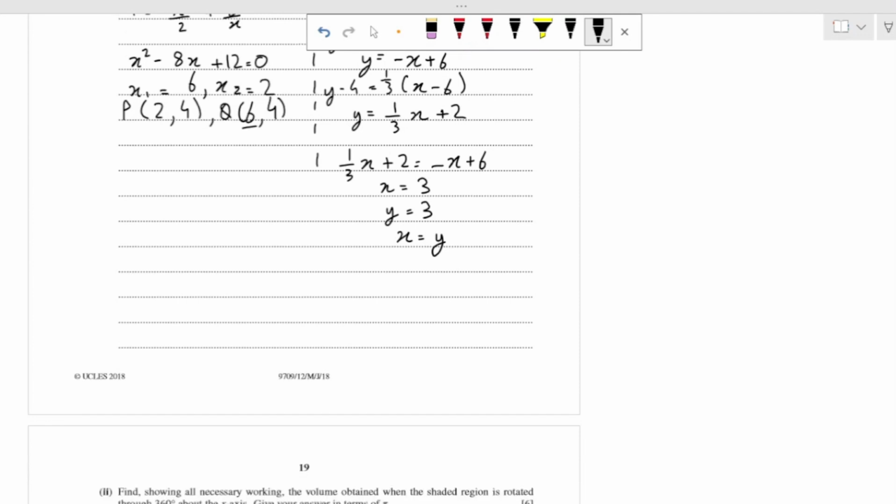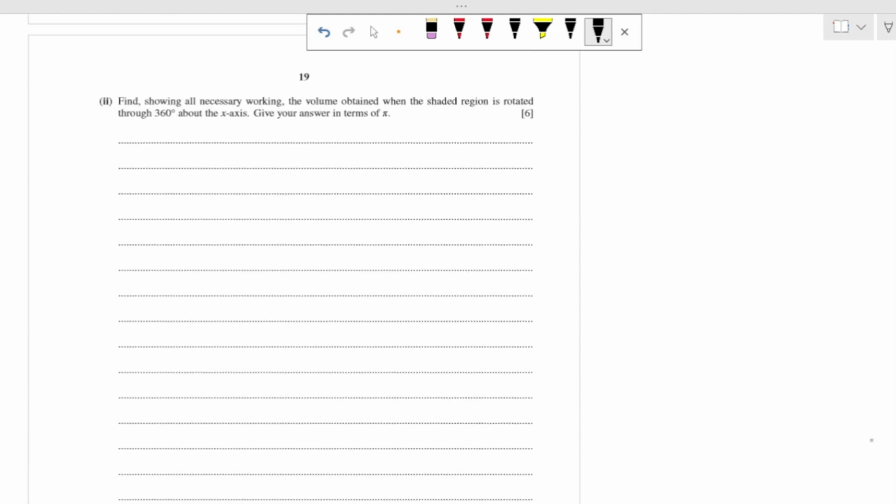And that's it. The points of intersection we get are 3, 3. Therefore, the point of intersection was 3, 3. And that scores you the mark. Part 2. Find, showing all necessary working, the volume obtained when the shaded region is rotated through 360 degrees about the x-axis. Give your answers in terms of pi.